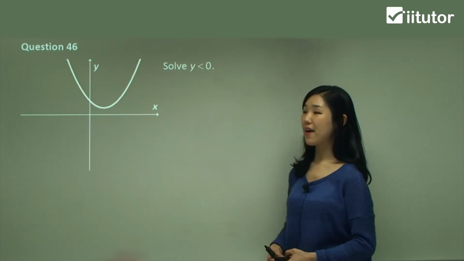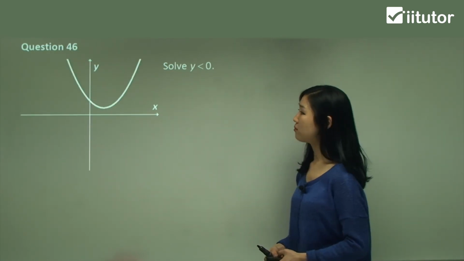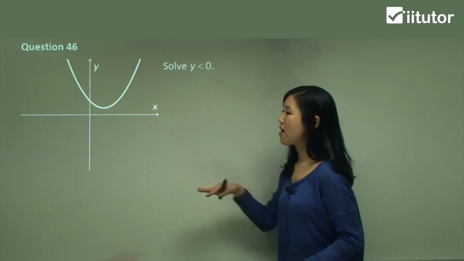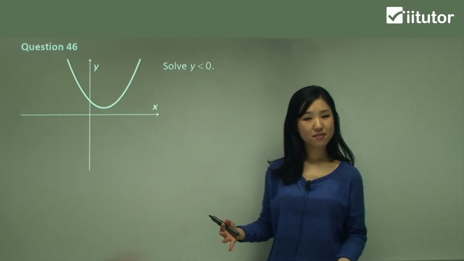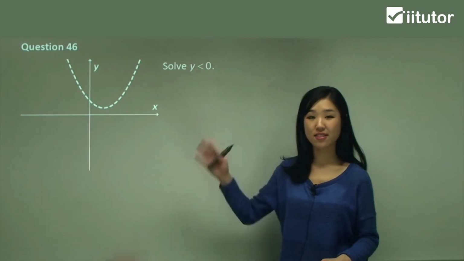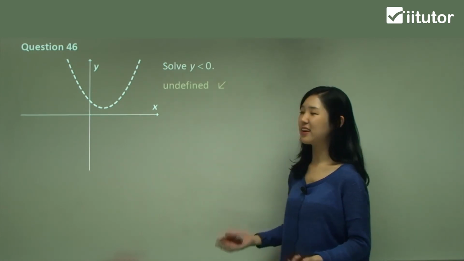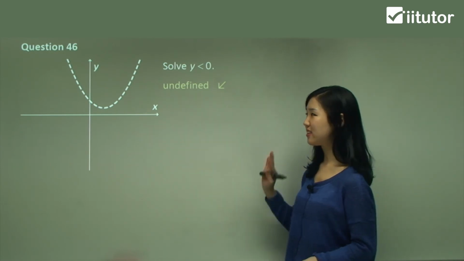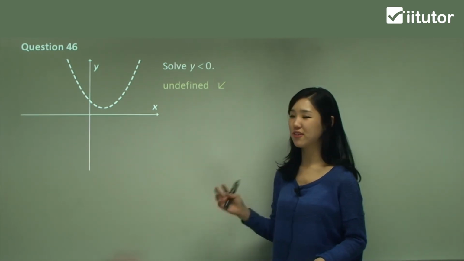46 says solve y is less than 0. Now, again, tell me, is there any part of the graph that is below the x-axis? Obviously not, so none of them are going to be satisfying this inequality. Therefore, it's undefined again, or you can also write no solutions. So you can identify that straight away by looking at the graph, right?